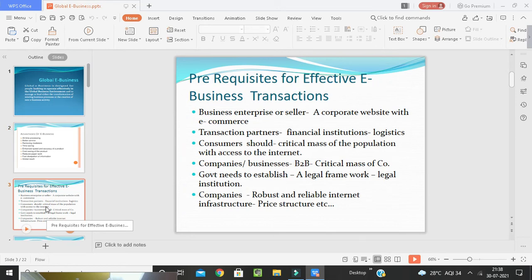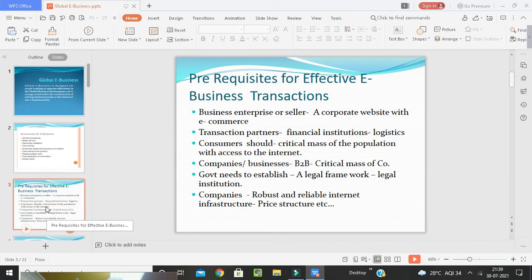Now we'll go to the next term, that is prerequisites for effective e-business transactions. What does it mean? In order to make e-business function effectively, a number of interrelated factors and prerequisites involved in the transaction loop need to be put in place. The scope of e-commerce goes far beyond hosting a website for buying and selling of goods over the internet. The principal players in an e-commerce transaction and the corresponding requisites are summarized on the screen. You can have a look.